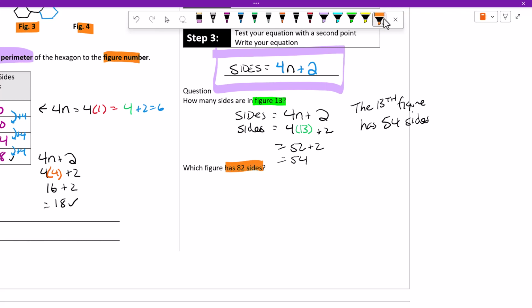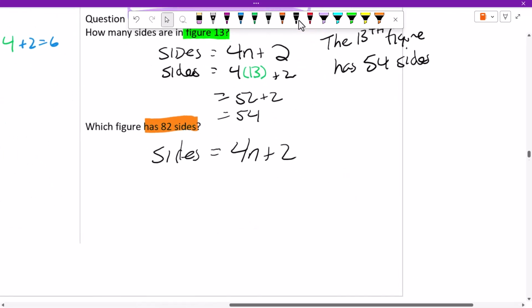Somewhere down the line is a figure that has 82 sides. Where is it? We should reverse the... So you could do other things. You could draw it out and figure it out, or do the table, right? But let's use the equation again. We have sides equals 4n plus 2. This time, we want to stick the number 82 in.